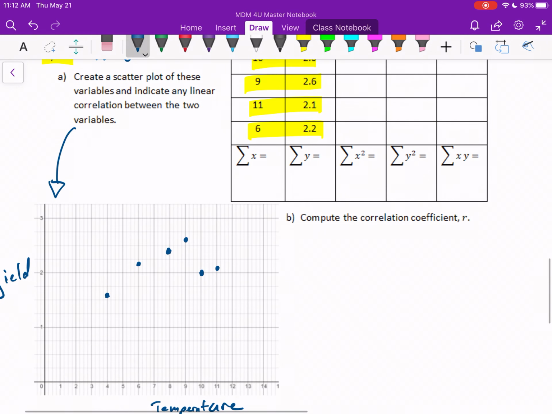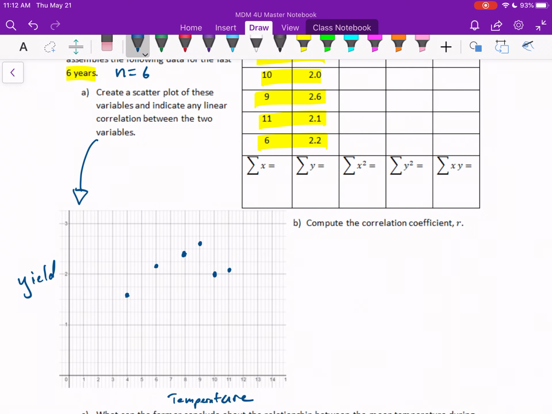And again, from a visual, looking at this, it definitely looks positive. I would not characterize it as strong positive. It's definitely not perfect. There's no way I can draw a straight line and hit all those points. My best feeling from this is moderate and positive.